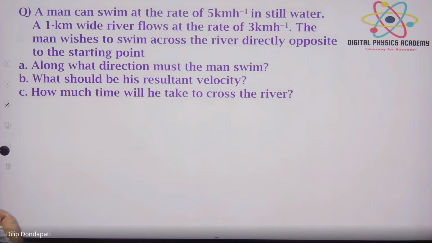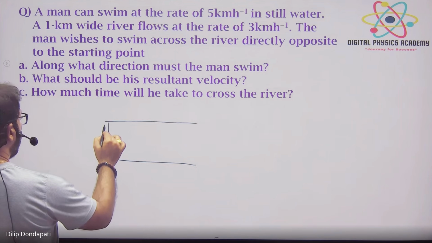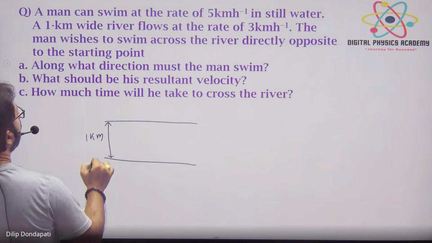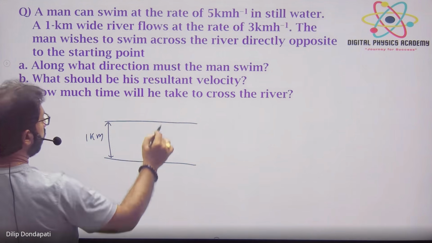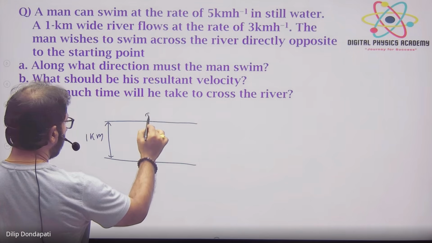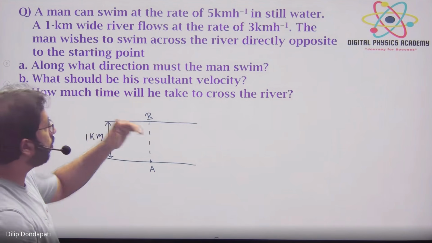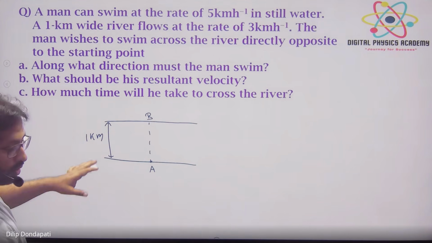A man can swim at a rate of this much in still water. Okay, meaning velocity of man with respect to river is given. A 1 kilometer width. Okay, 1 kilometer width, so distance is 1 kilometer. This is A. This is B. Will you get theta in terms of inverse, or an actual value? No, an exact value will come. With respect to river flow, I want the answer.